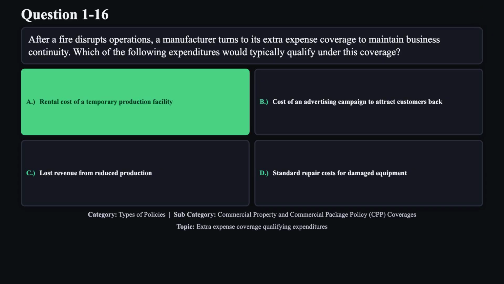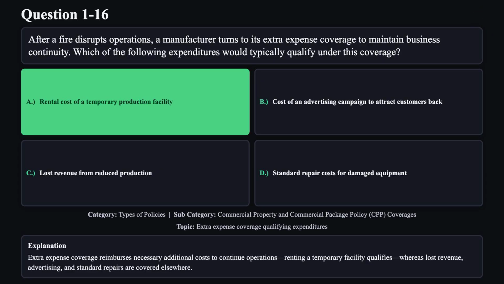The correct answer is A. Extra expense coverage reimburses necessary additional costs to continue operations. Renting a temporary facility qualifies, whereas lost revenue, advertising, and standard repairs are covered elsewhere.